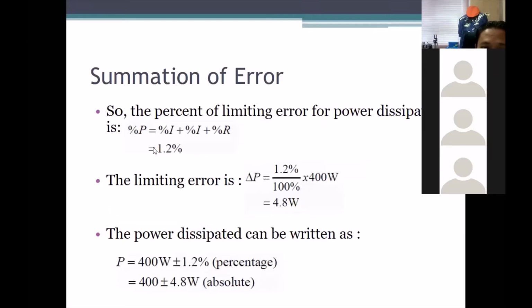For example like this, and then you have to calculate the percentage. We get this percentage as the limiting error. That means it's 4.8 watts. So that means 400 plus minus 4.8 watt. This is absolute, and this is in percentage. Okay, clear, class?